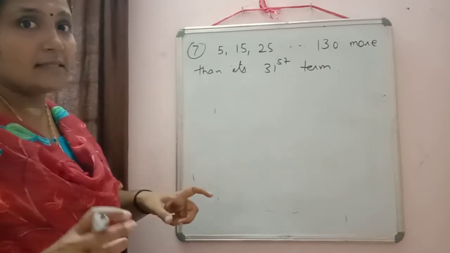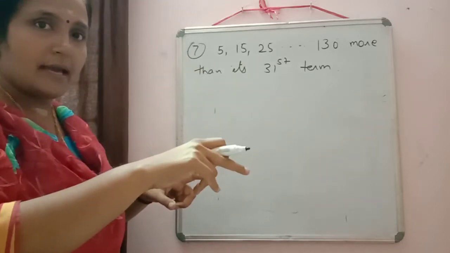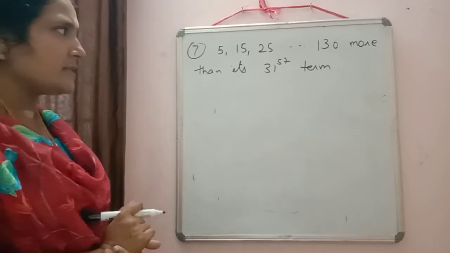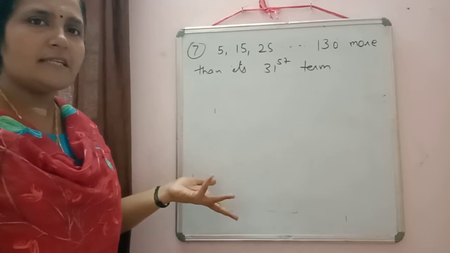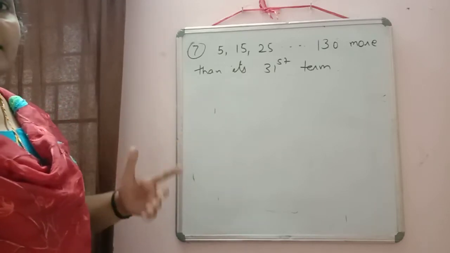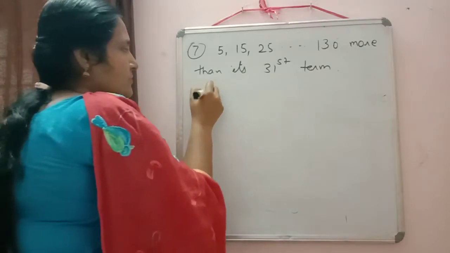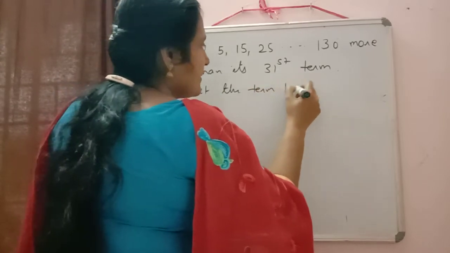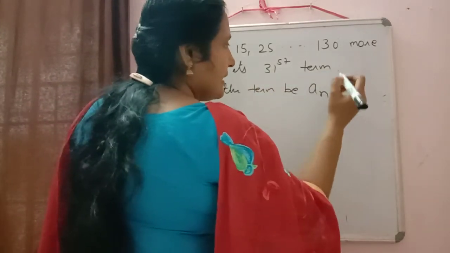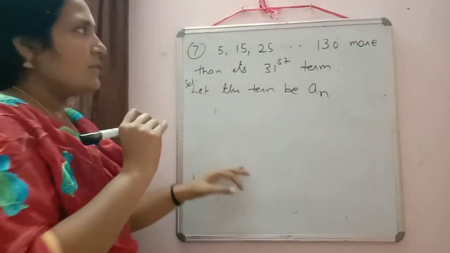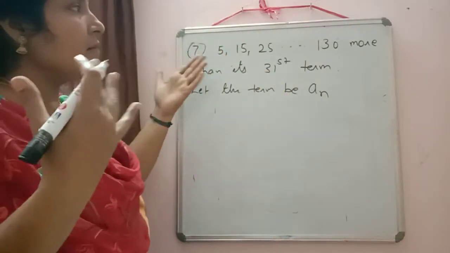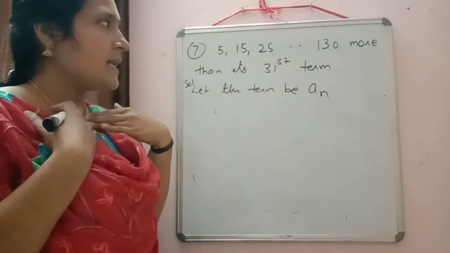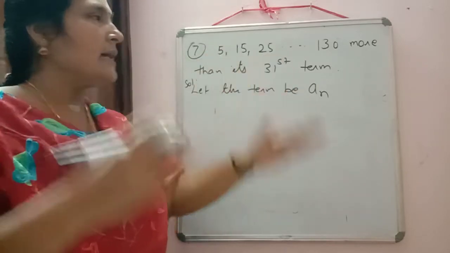Which term of the AP? How many terms is not asked. Which term? Which number? Okay. Which term of the AP will be 130 more than its 31st term? Which term? That we don't know. So what we will write? Let the term be nth term, that is an. So we are saying that term is nth term, that is an.